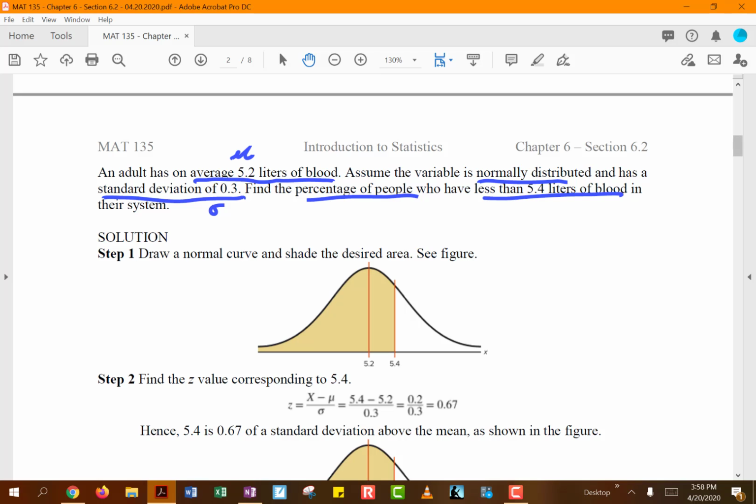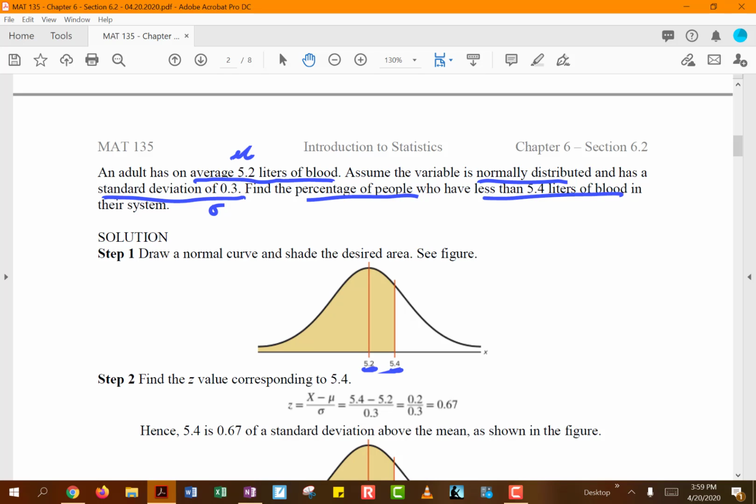So as you can see, we start by drawing our normal curve. Our average or mu value is 5.2 liters. They're asking us to find what percentage of people would have less than 5.4 liters of blood in their system.